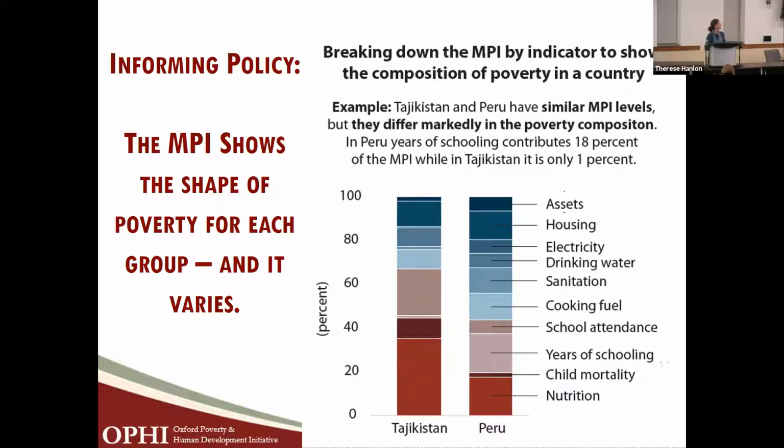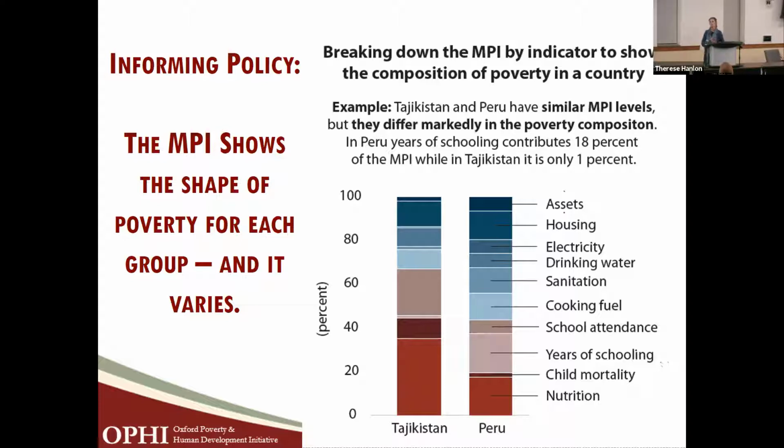What you can see from here is that in Tajikistan, malnutrition is really dominating. It also has much higher levels of child mortality and many more children out of school. But nearly every household has somebody with 6 years of schooling, and the deprivations in assets, electricity or sanitation are minimal. If you look at Peru, you see quite a different pattern. And so it's this difference in composition of poverty that then leads across subnational regions.